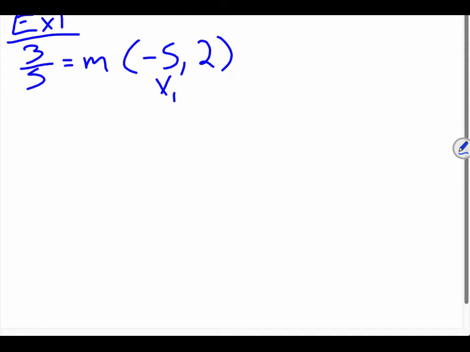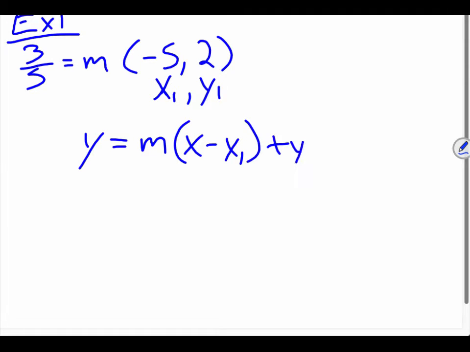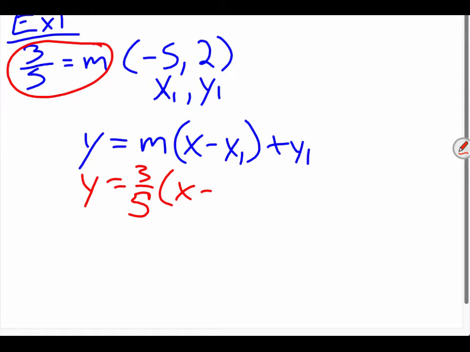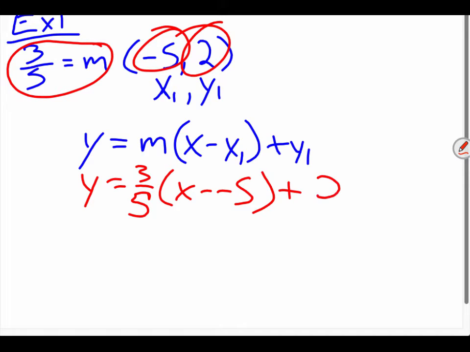So remember that this is x sub 1 comma y sub 1. And if we use the Tatum's notation, I get y is equal to m times the quantity x minus x sub 1 plus y sub 1. So wherever there's an m, I'm going to plug in this stuff here, 3/5 times x minus x sub 1. X sub 1 is this stuff here, so I'm going to say minus -5. Then plus y sub 1, which is positive 2. Now when I minus a minus, I get a plus.